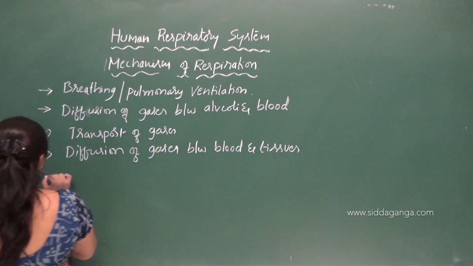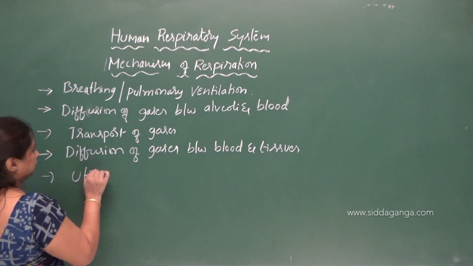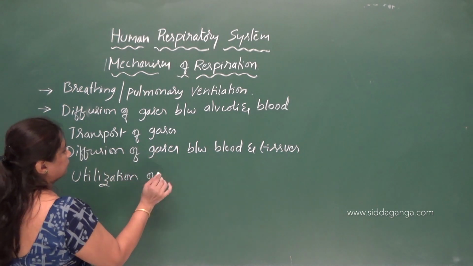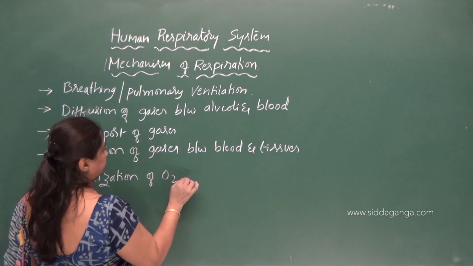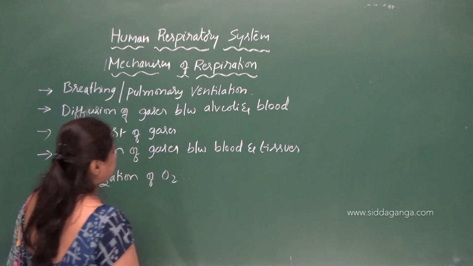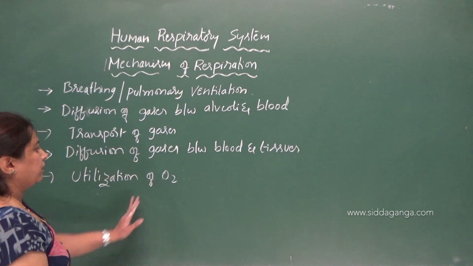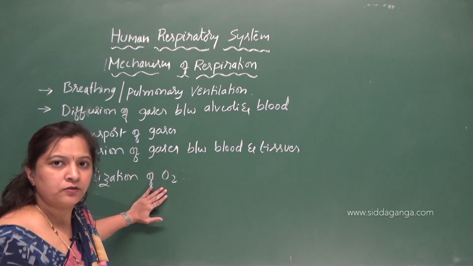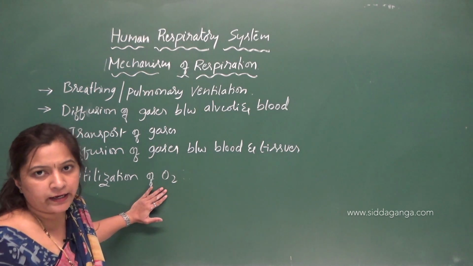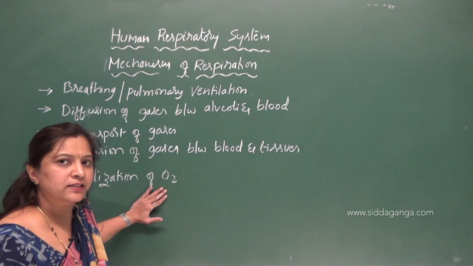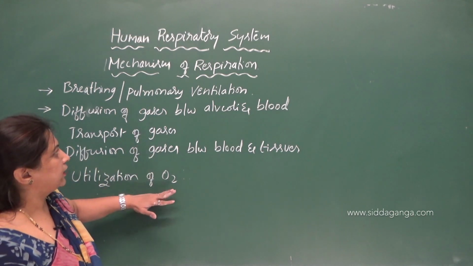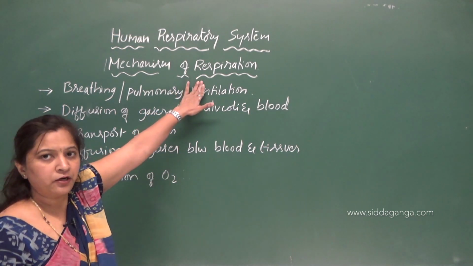The last step is utilization of oxygen. So utilization of oxygen by the body cells to break down the organic nutrients to produce carbon dioxide, water and energy. So these are all the 5 different steps involved in respiration process.